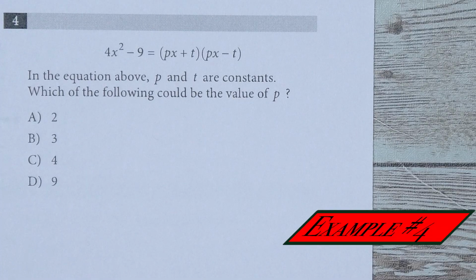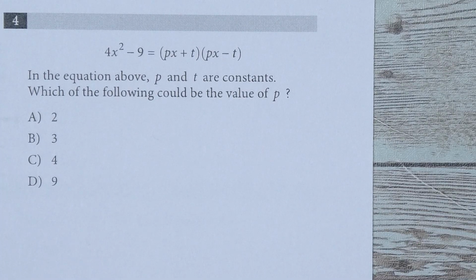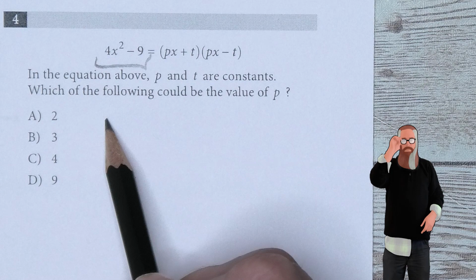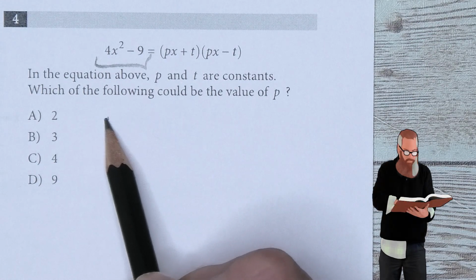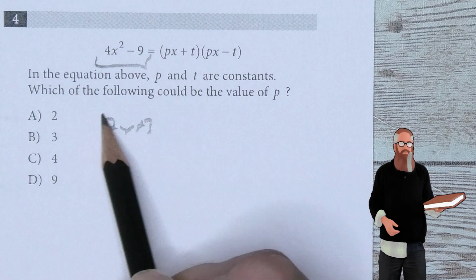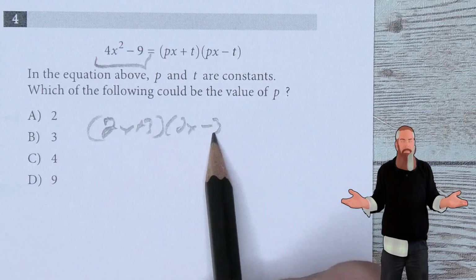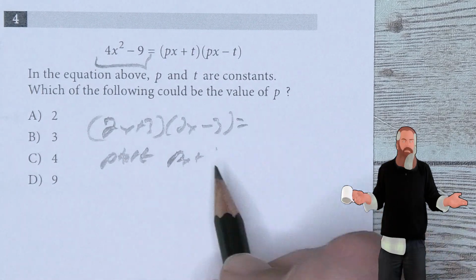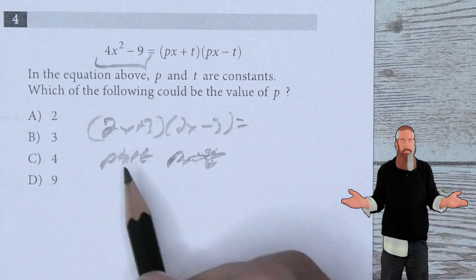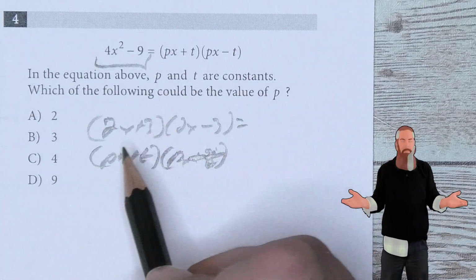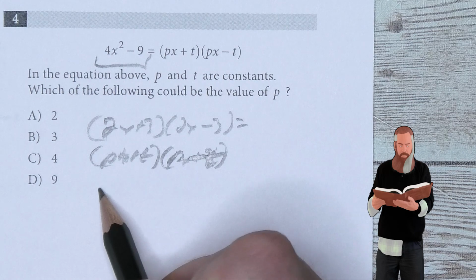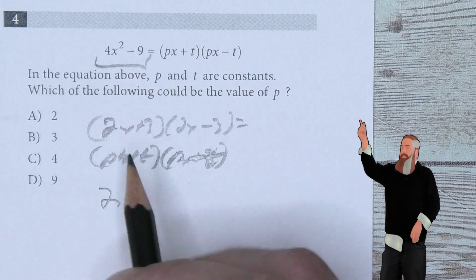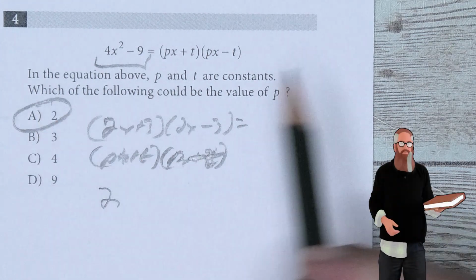In the equation above, P and T are constants. Which of the following could be a value for P? Let's take a look at this right here. This is a perfect square, which means that what I get is 2x plus 3 times 2x minus 3, and that would be equal to px plus t and px minus t. What we're really looking at is in the place of P is a 2. In the place of T, in both cases, is a 3. But 2 is what we're really after, so A is the answer.